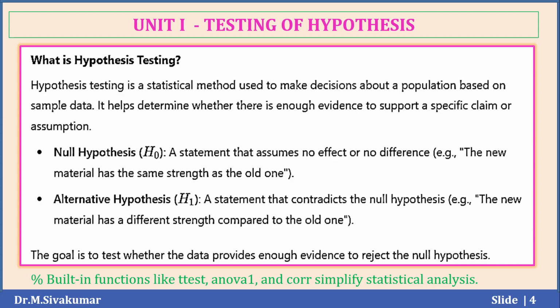The next one, the alternative hypothesis, is also called H1. Here it is a statement that contradicts the null hypothesis. So, what is the example for this? The new material has a different strength compared to the old one. Here I am explaining all this with MATLAB for mechanical engineers. Here it is also useful for mechanical engineering.